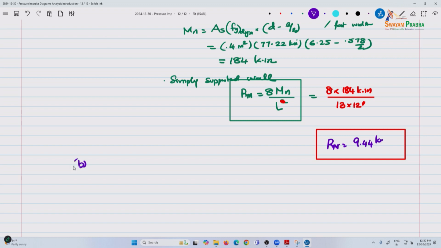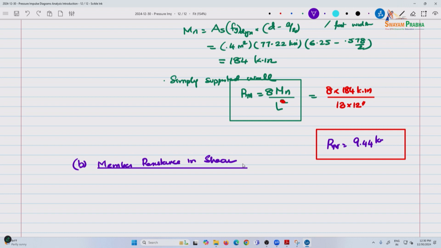Then the member resistance in shear. Let me make sure I finish this problem. We have about 15 minutes. I think I can get it done.